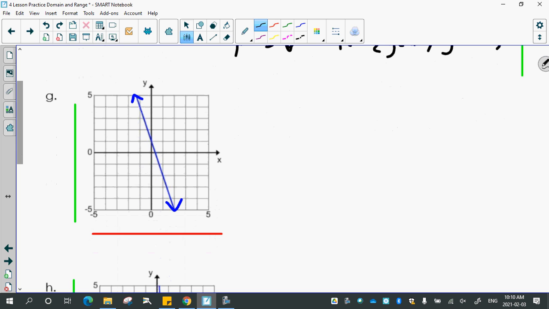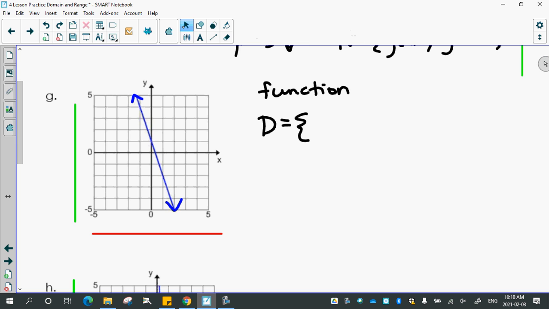Okay, the next one's a line. Lines have pretty simple domains and ranges. First of all, it's a function. So if we think about it, the arrows going up and downward mean I'm always on the graph. So way at negative infinity, I'm on it. Always on it. So every real number is in the domain.